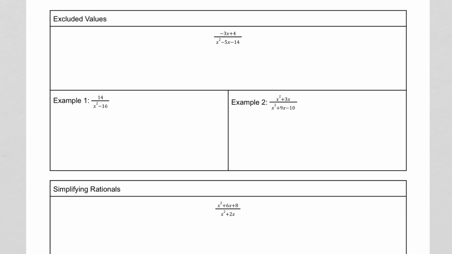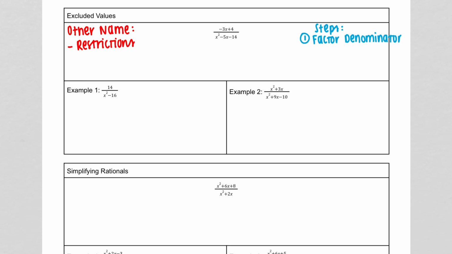So one of the first things we're going to start with are our excluded values, and there is a different name for excluded values that you need to know. So we can call them excluded values. We can also call them restrictions. You might see them as restrictions on the domain, but you do need to know them by both names. There are two steps that we're going to follow. The first one is that you're going to factor the denominator, and then you're going to set those factors equal to 0 and solve for them.